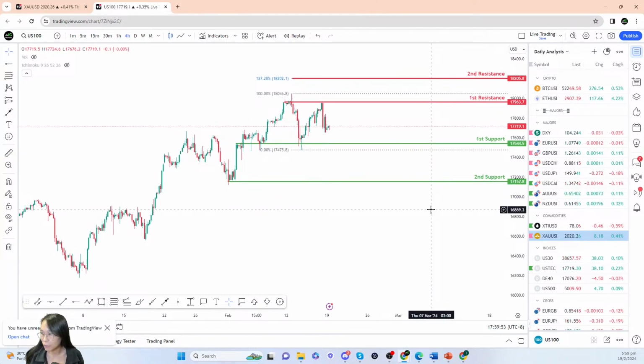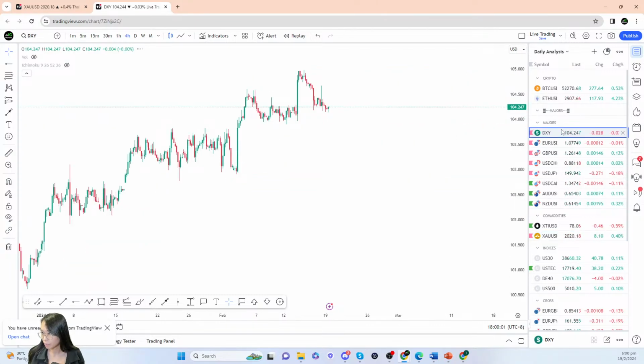Okay, so this will be for US 100. So now let's look at the dollar index. The dollar index has been quite bullish, but it looks like our price is coming down. It's entering the Ichimoku once again.